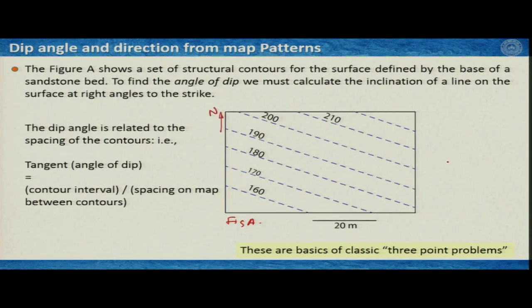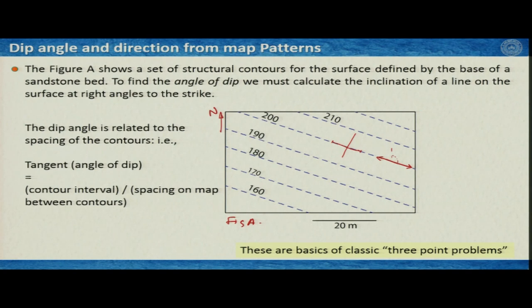So, if this is the structural contour, then the strike is 120 degrees. So, this is the strike line. From north, if you count, it would be 120 degrees. Now, to find the angle of dip, we must calculate the inclination of a line on the surface at right angles to the strike. So, the dip we have to calculate at a right angle to the strike line, that is the definition, the true dip.